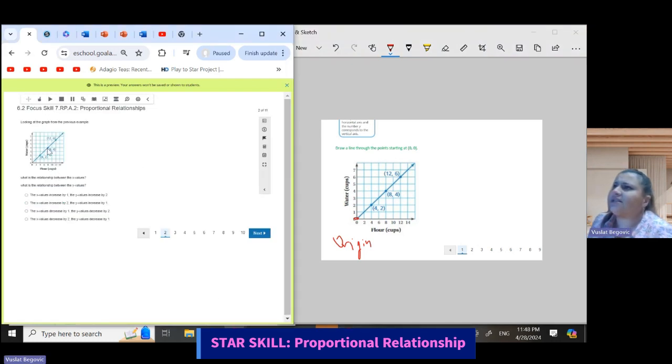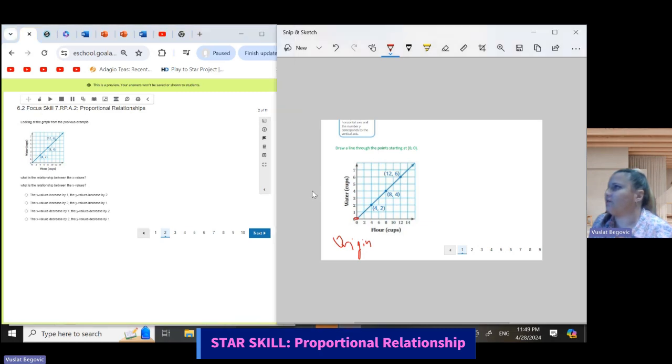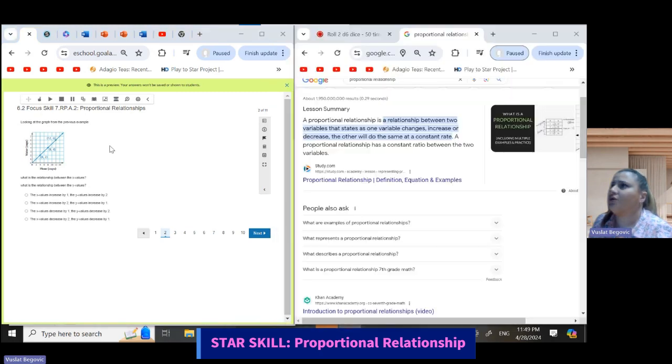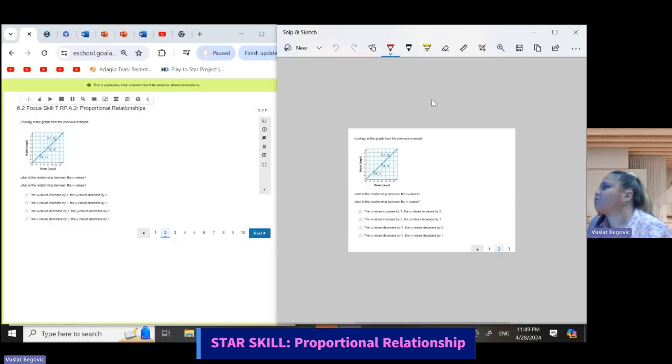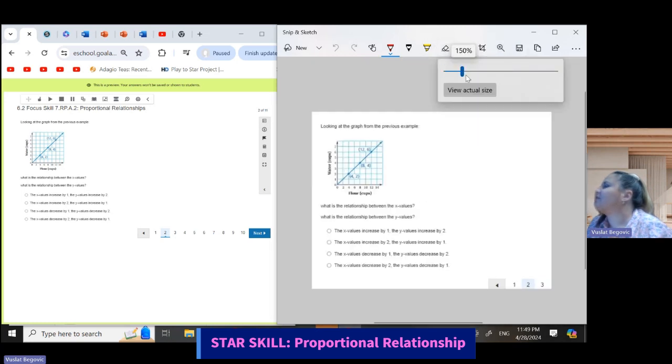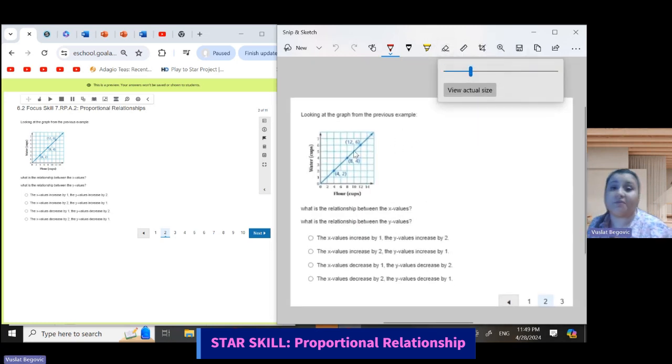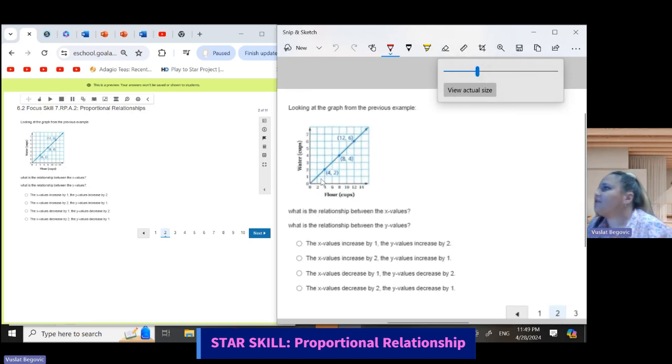It's asking you about the relationship between the x values. The x values increase by 1 or 2. Let's check this one out. Let's see. I will snip it again, new, because this is too small for me to see. As you can see, you can use this method while you're working. I split my screens and then work together. It's way easier like this. And so let's look at it.